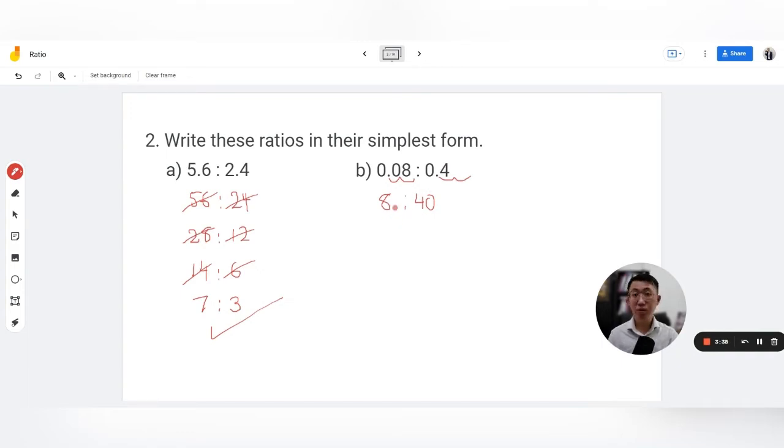You further simplify, either you see you can divide by 8 on both sides or you do it slowly, dividing by 2. Let's divide by 8 on both sides. So I will get 1. This will become 5. That will be the simplest form already, 1 ratio to 5.